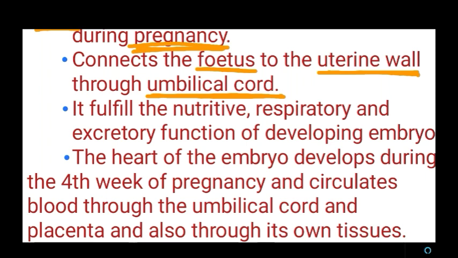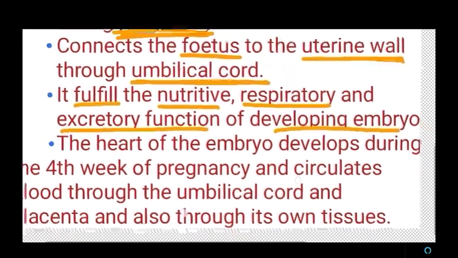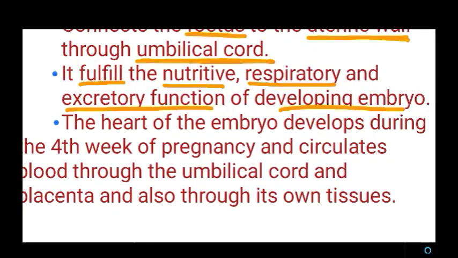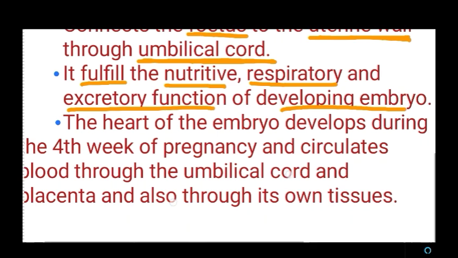This placenta fulfills the nutritive, respiratory and excretory functions of the developing embryo. The developing embryo needs nutrients for its development. It will respire, so there will be exchange of gases, and it will also excrete. All these processes are carried out by means of this placenta.